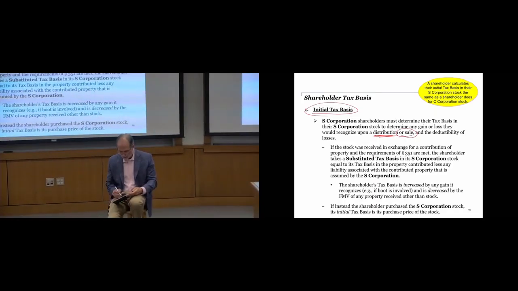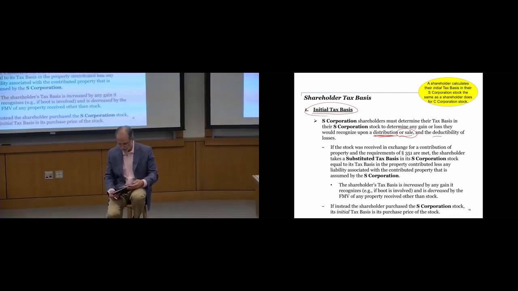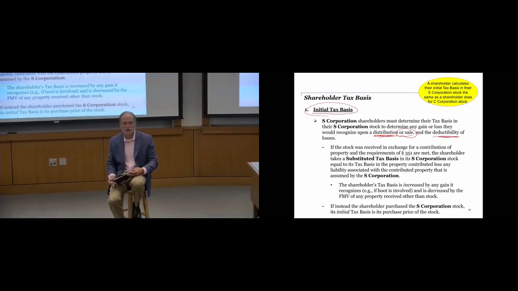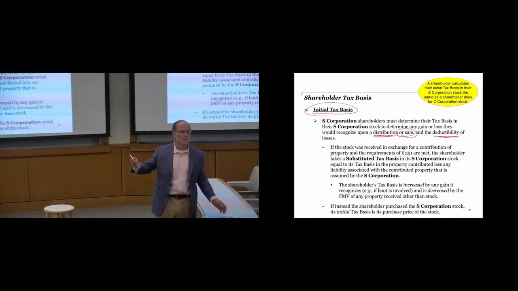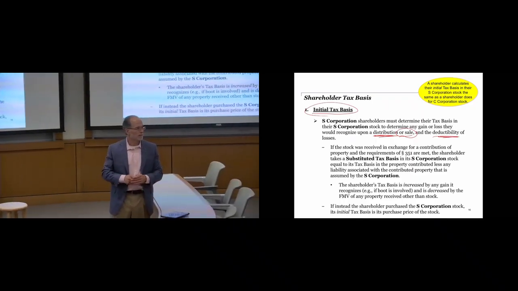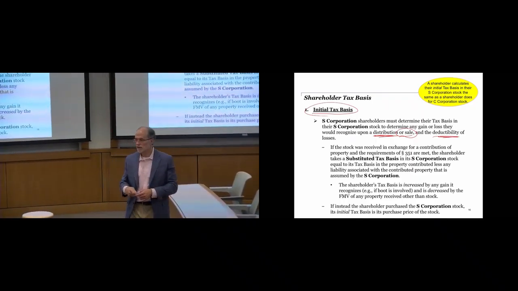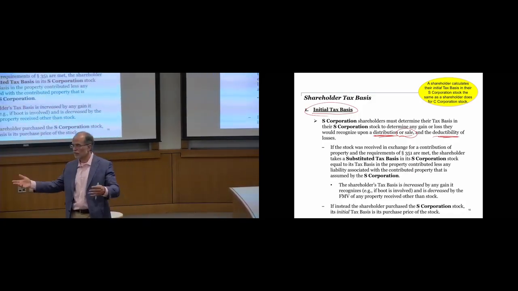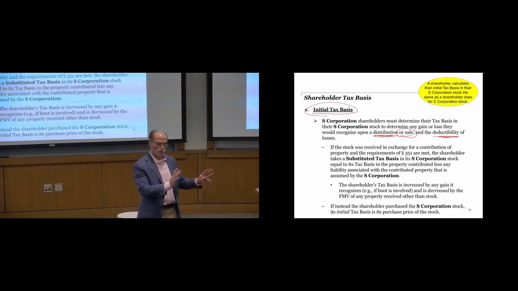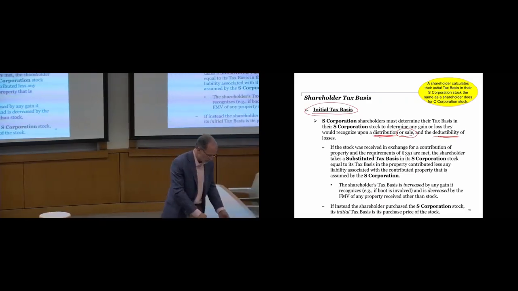If I sell the S corporation stock, I obviously have to know what the basis is, like I sell any asset. And then the deductibility of losses. Just like in a partnership, I can only deduct the losses to the extent of my outside basis. Can't go negative in my outside basis. The same thing happens in an S corporation. And why do I have similarities with the partnership? It's a flow-through. Well, flow-through. There's corporate-like aspects of S corporations as well.